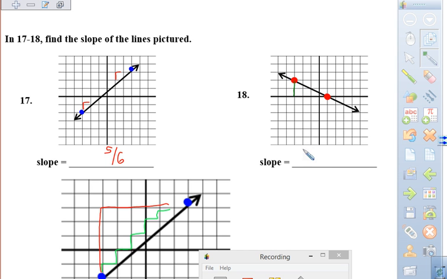It looks like I'm going down 2 and forward 4. Always reduce your fractions, and I get negative 1/2.